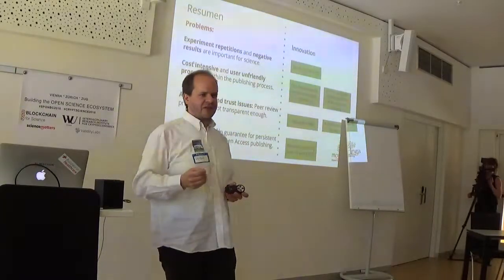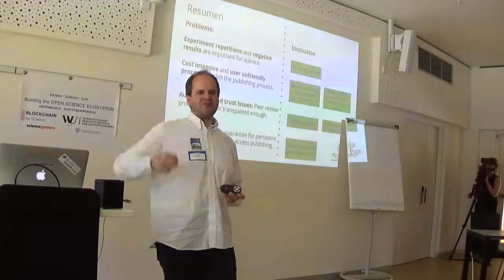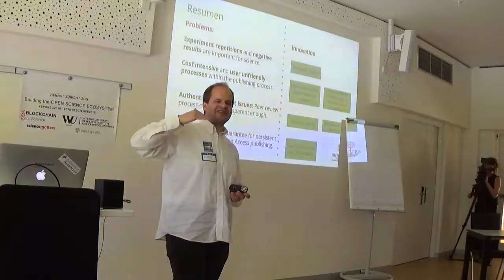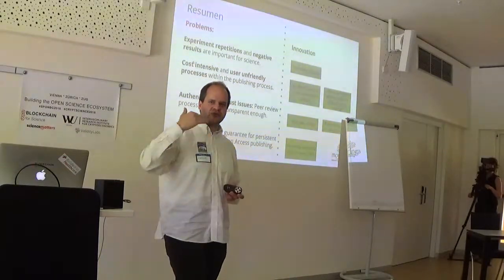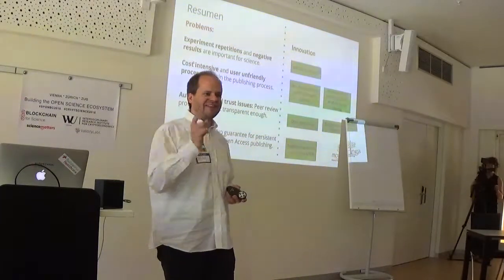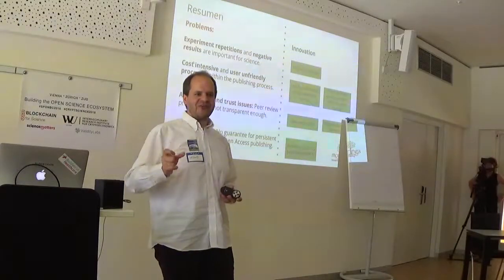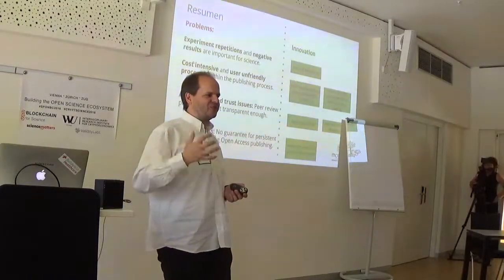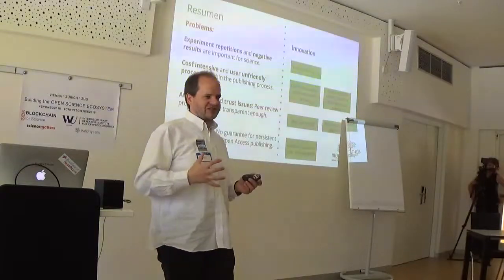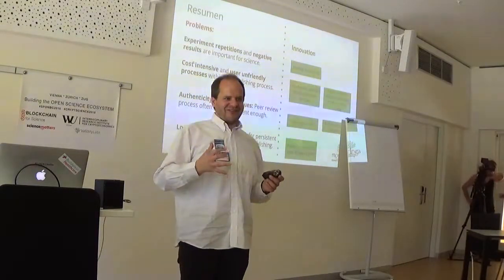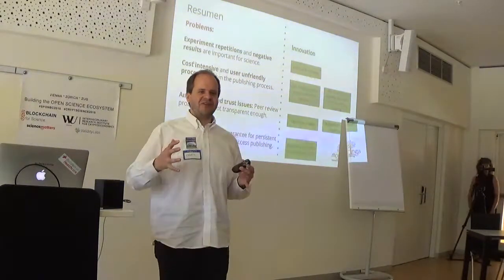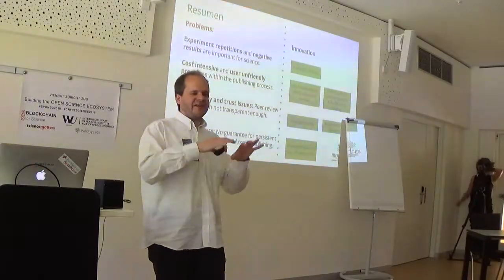The system says you need to increase your impact factor, you need to increase your Hirsch factor. How do you do that? You publish easy stuff in journals with high impact factor. You're not actually creating knowledge. You're creating an image of knowledge.